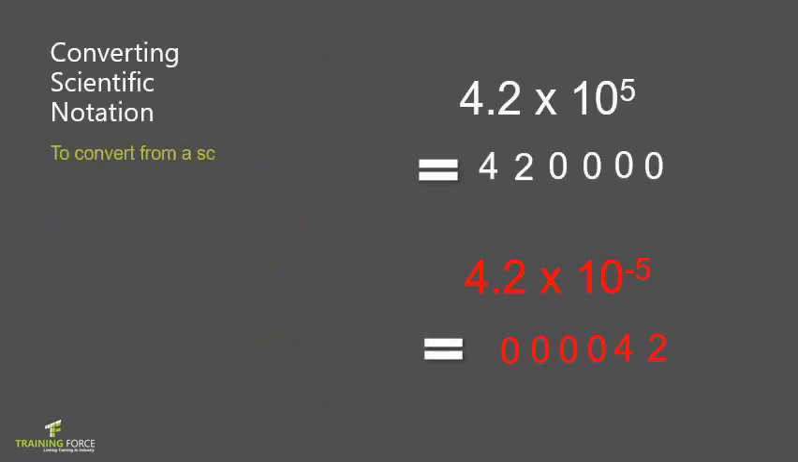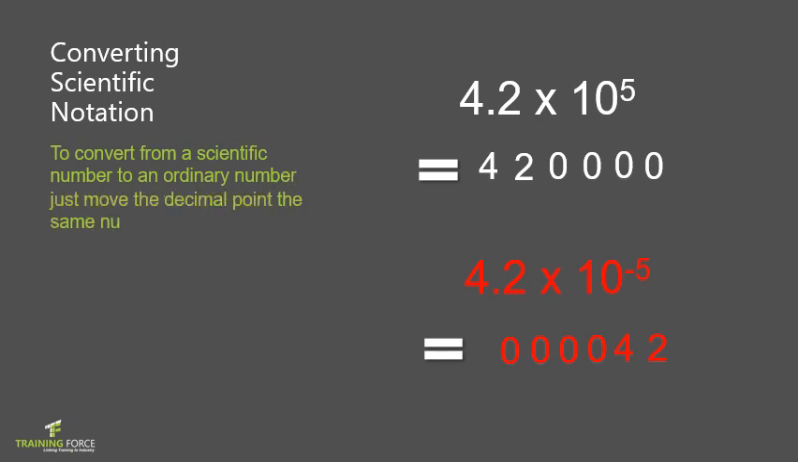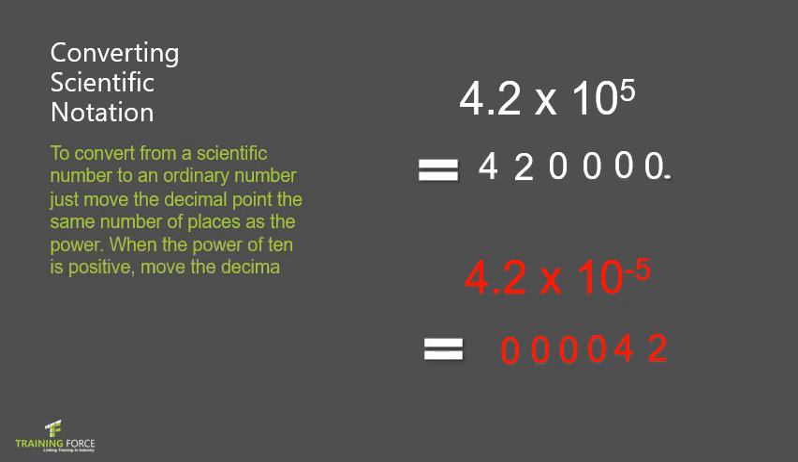So to convert from scientific notation to an ordinary number, just move the decimal point the same number of spaces as the power. When the power of 10 is positive, move the decimal point to the right, the positive direction on the number line, the same number of spaces as the power.